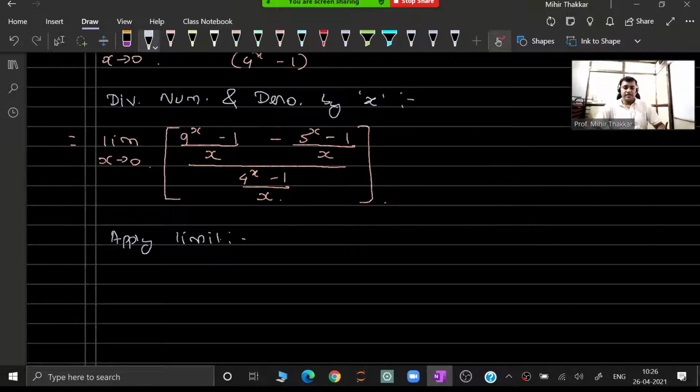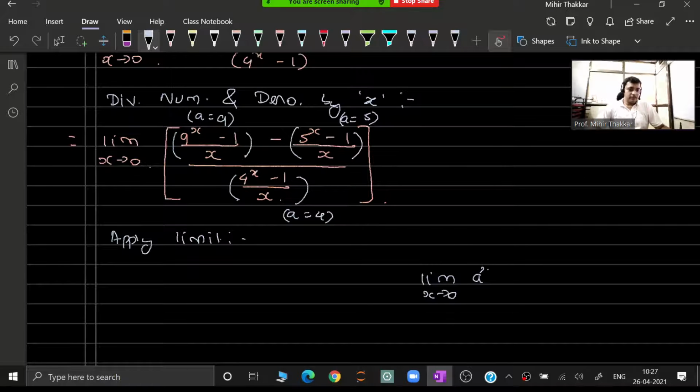So I can say over here, apply limit, and when I apply limit, this is a separate element, this is a separate element, as well as this is a separate element. So you have to apply the limit for 3 times different values. In the first case, the value of a is 9. In the second case, the value of a is 5, whereas in the denominator, the value of a is 4, and my formula remains the same, limit as x tends to 0, a to the power x minus 1 upon x gives me the answer as log of a.